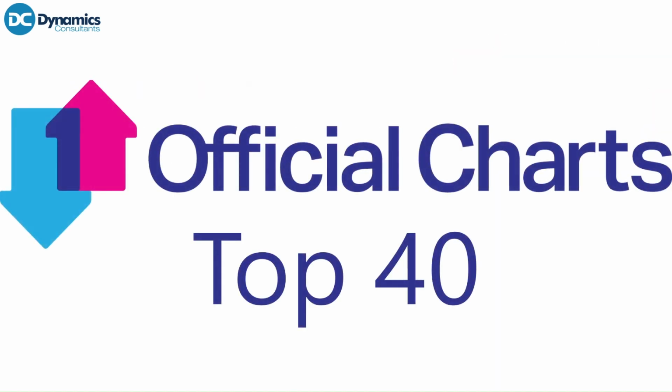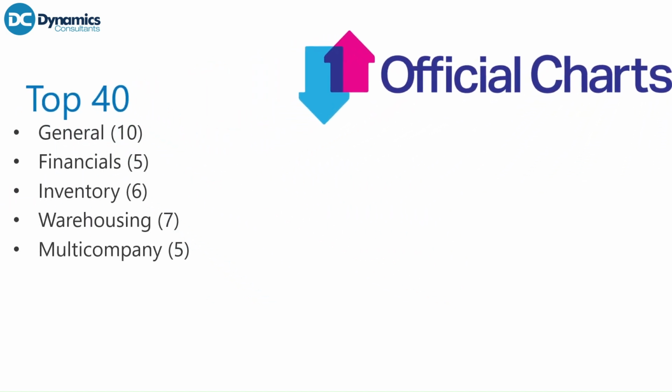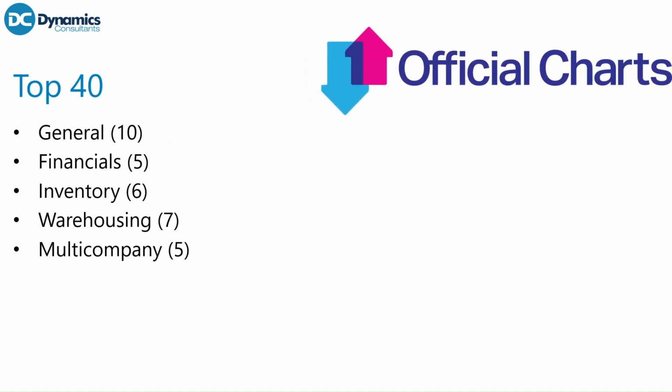So what we've got here is our official charts, top 40 favourite features from Business Central Release Wave 1 and 2 2023. And we cover features from various elements of the system. We've got some from the general features and functions, some from financials, inventory, warehousing and multi-company. If you're quick with your maths, you'll see those don't add up to 40 though. You'll be glad to know there's only 33 highlights that we'll be going through in this session.